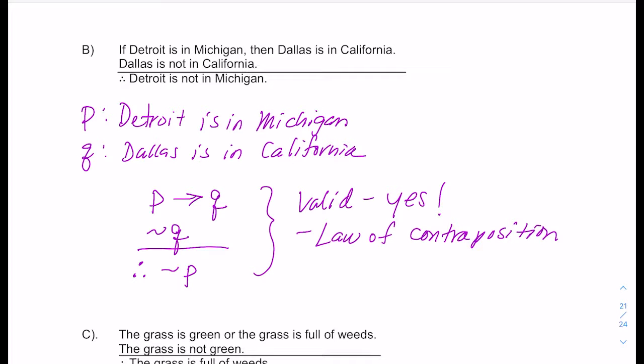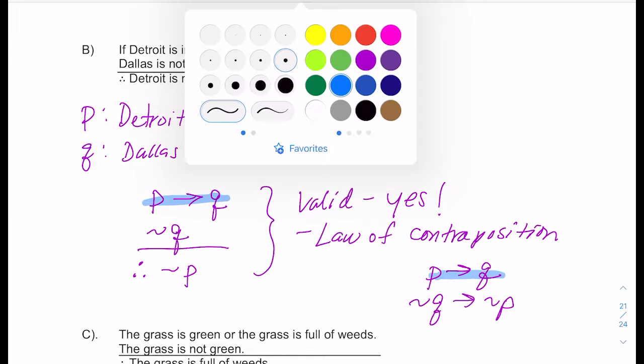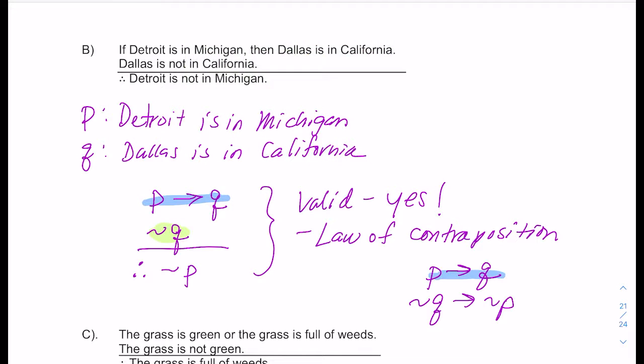If you'll recall from chapter 2, when you had a conditional statement, if P then Q, the contrapositive was equivalent to it. What did the contrapositive say? It said, if not Q, then not P. So if you compare, you've got your if P then Q, and then you also have your contrapositive, if not Q, then not P. This is known as the law of contraposition, and it's a valid argument.